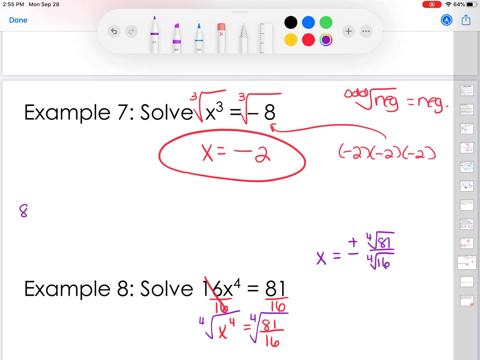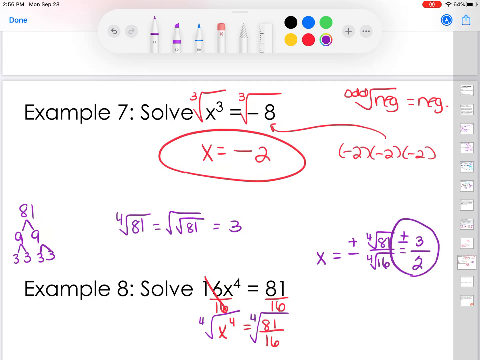So 81, we have 9 times 9, and that's 3 times 3. Kind of a nice trick with the 4th root is to just take the square root twice. The square root of 81 is 9, right? The 4th root of something is really equal to the square root of the square root. That would give me 3, which is kind of convenient. So the square root is 9, the square root again is going to give me 3. I can do the same thing with 16, and we're going to get 2. So don't forget we've got plus or minus 3 over 2 there.